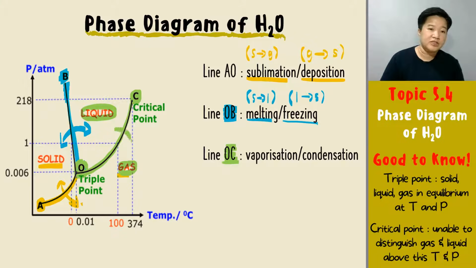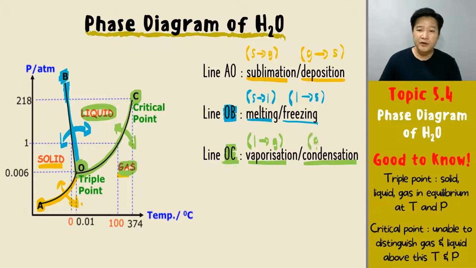So it's the interchange between liquid and your gas, where you have your vaporization and condensation process happen. Vaporization from your liquid to become gas, condensation from your gas to become liquid. So that is the process that can happen on every single line.